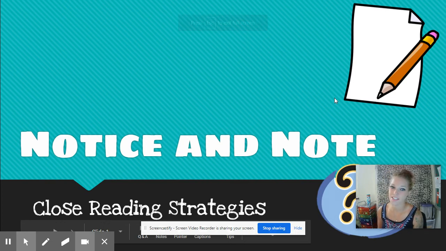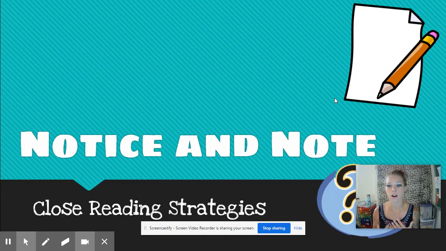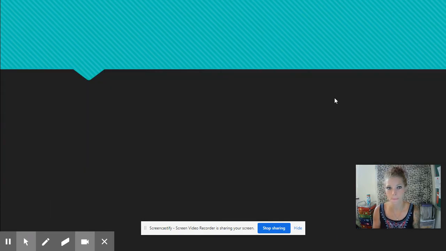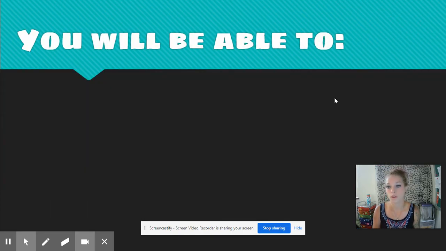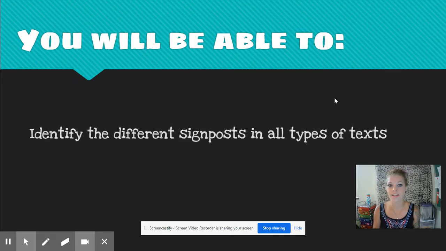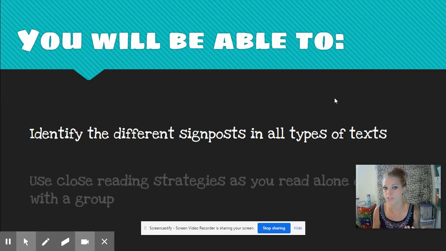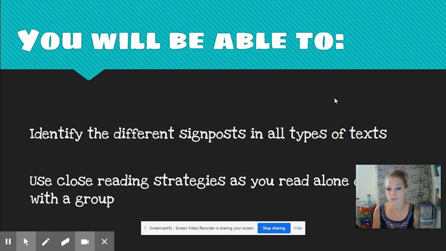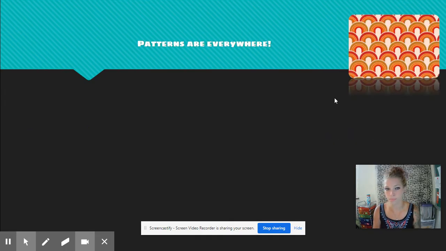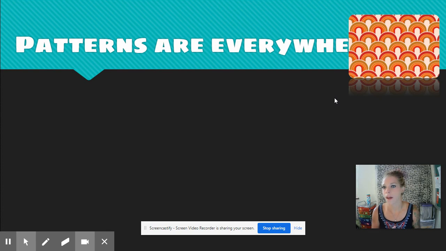All right, today's lesson is going to be all about close reading strategies and what I'm going to call a signpost. We're going to learn a few different signposts for nonfiction. By the end of this, you'll be able to identify different signposts in all types of text. This is mainly nonfiction, but I'm going to show you a few different ones, and then you should be able to use close reading strategies while reading alone or with a small group.